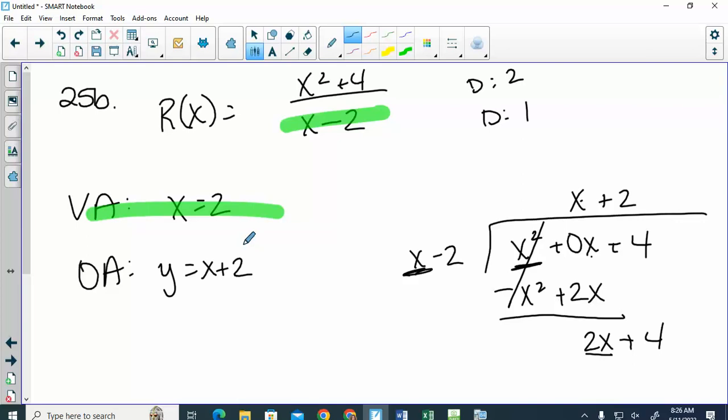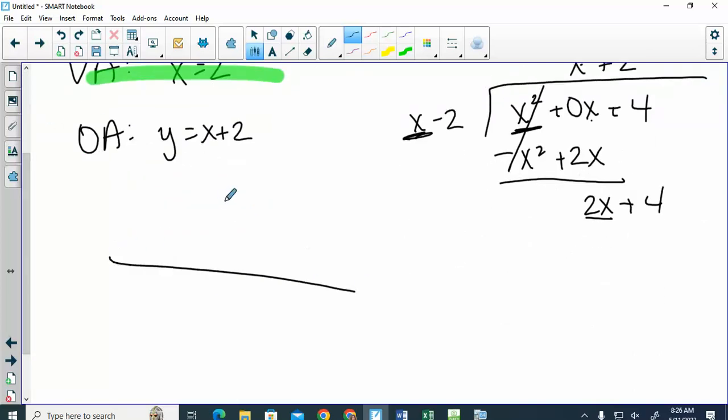Is that okay? I forgot, how do you graph an oblique asymptote? It's just a normal line, so you start at the y-intercept. So it would be 2. Then your slope is 1, so you go up 1, over 1 from there. Anything else? Let's look at 28.